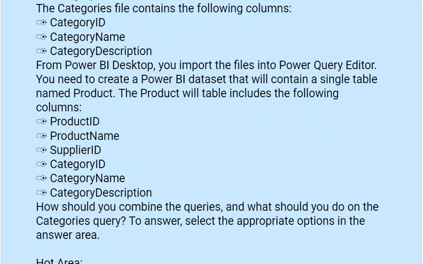From the Power BI desktop, you import the files into Power Query Editor. You need to create a Power BI dataset that will contain a single table named product. The product table includes the following columns: product ID, product name, supplier ID, category name, category description. How should you combine the queries? And what should you do on the category query? To answer, select the appropriate options in the answer area.